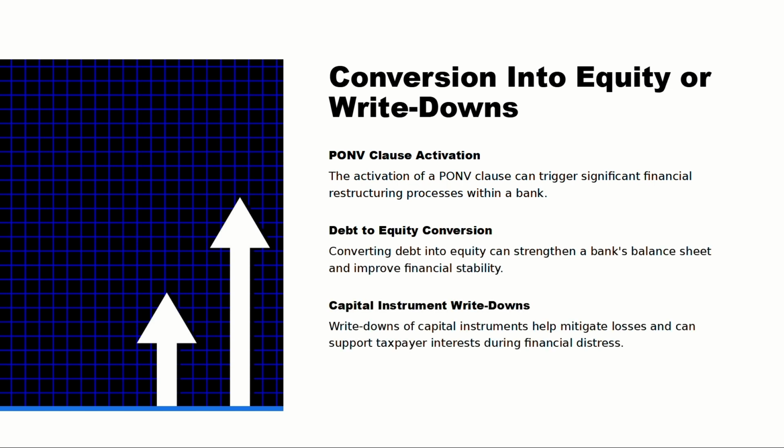Conversion into equity or write-downs. PONV clause activation. The activation of a PONV clause can trigger significant financial restructuring processes within a bank. Debt to equity conversion. Converting debt into equity can strengthen a bank's balance sheet and improve financial stability. Capital instrument write-downs. Write-downs of capital instruments help mitigate losses and can support taxpayer interests during financial distress.